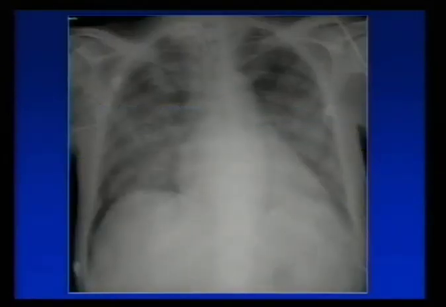Diagnosis? A deep sulcus sign, this is a pneumothorax. Don't miss that. Okay.